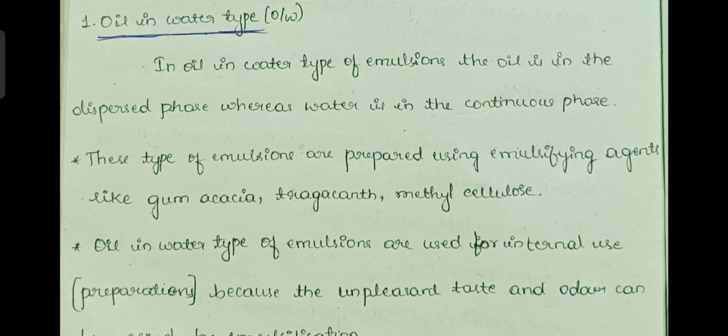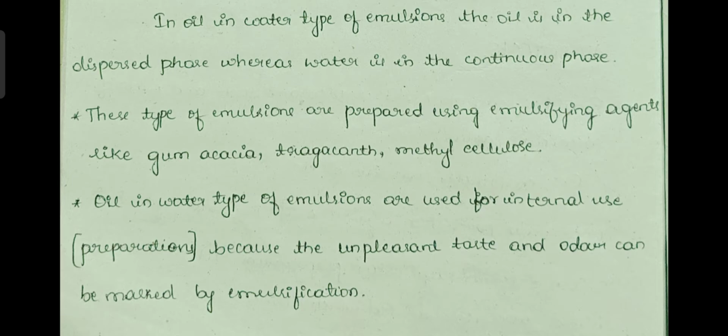Oil is dispersed in water. It is called an oil in water type of emulsion. This type of emulsion is prepared by using emulsifying agents such as gum acacia, tragacanth and methyl cellulose. See, for oil in water type, a different emulsifying agent will come. In water in oil type, a different emulsifying agent will come. Here we are using gum acacia, tragacanth as well as methyl cellulose.